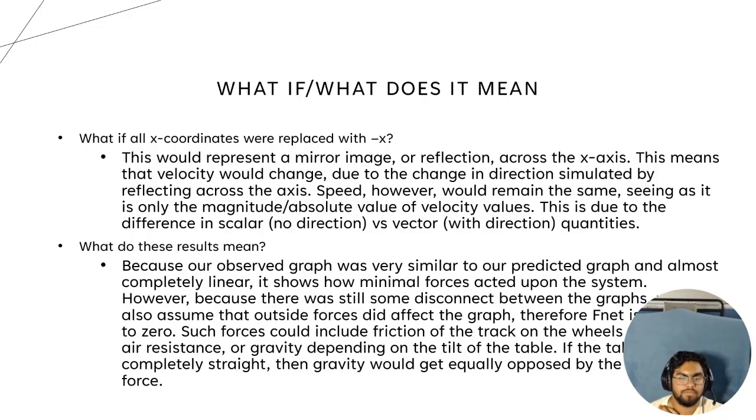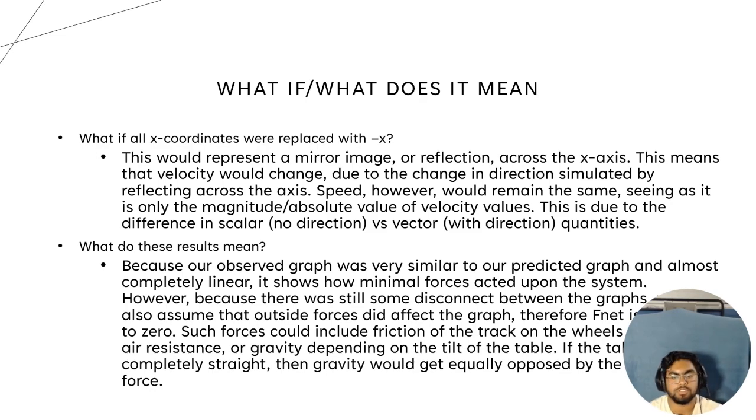So what if all the x coordinates were placed with negative x? All this would do is represent a mirror image across the x-axis, which means that velocity would change due to a change in direction. However, speed would remain the same because the magnitude would stay the same.